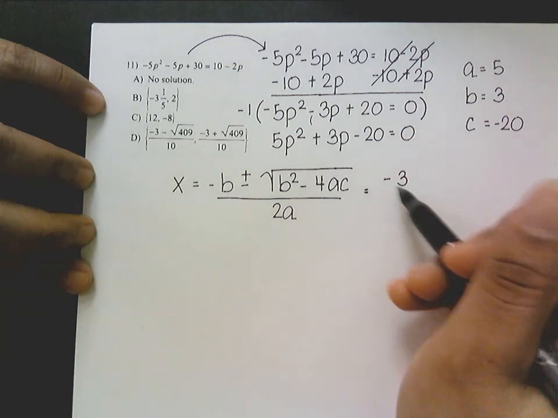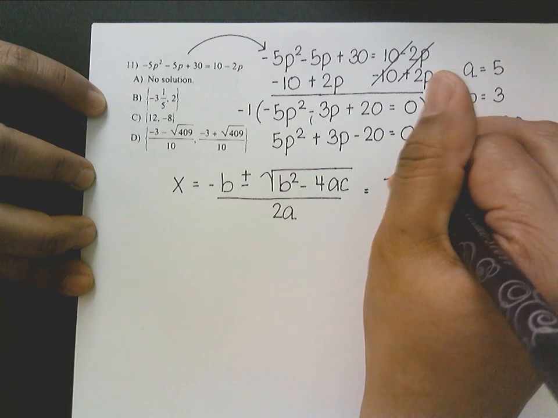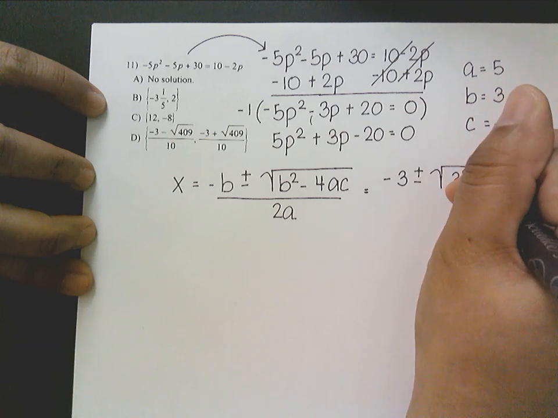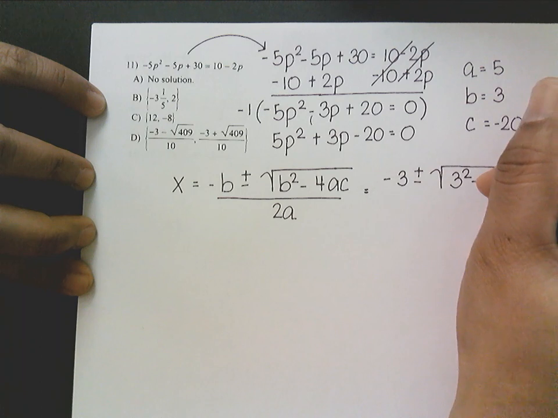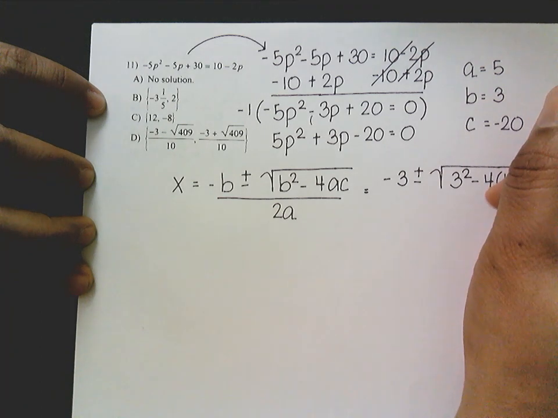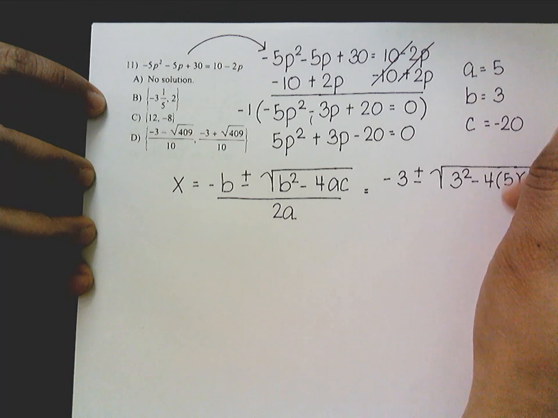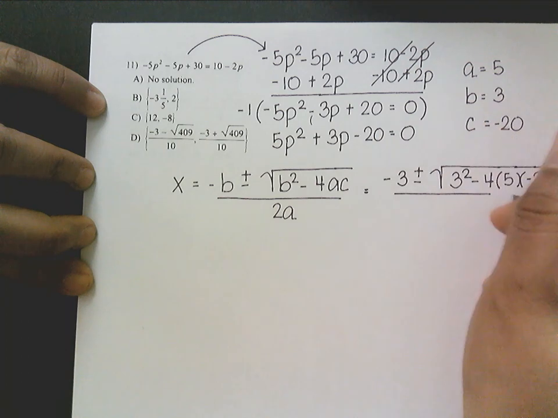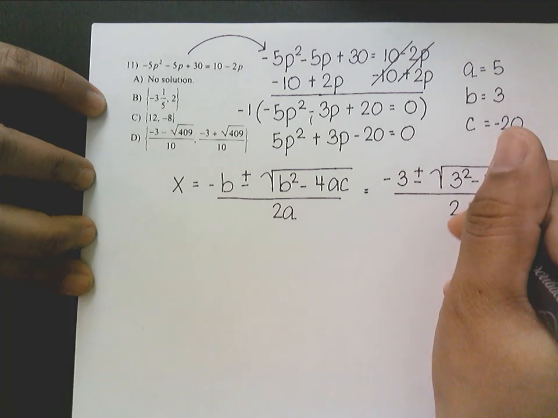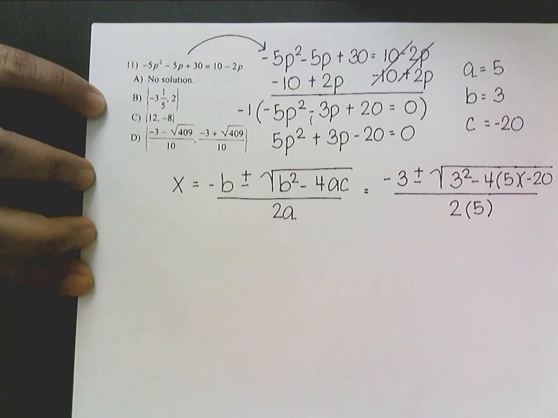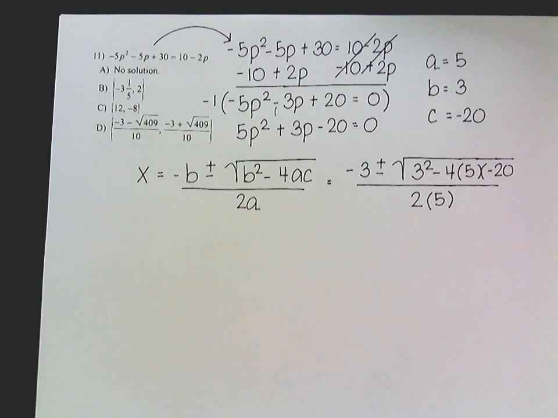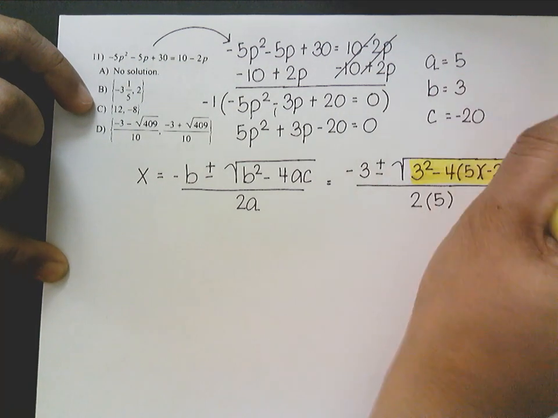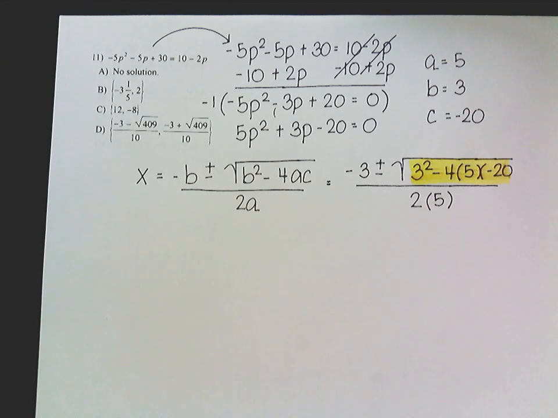So therefore, negative 3 plus or minus 3 squared minus 4 times my a value of 5 times my c value of negative 20. And then it's all being divided by 2 times 5. Once again, do not use alpha y equals on that beautiful TI-84 calculator you have. You can use it just to solve the discriminant part.